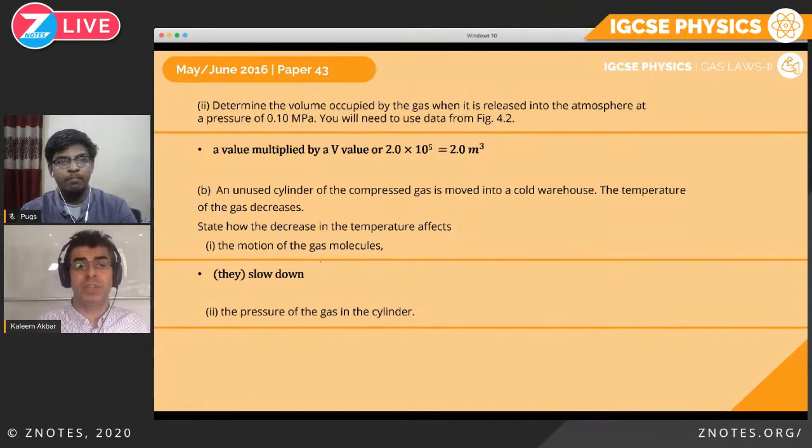What about the pressure of the gas in the cylinder? Well, if they slow down, they have less kinetic energy. They're colliding less often, which means the pressure is going to go down. We okay with this, Pugs? Do you have any questions you want me to crack on?